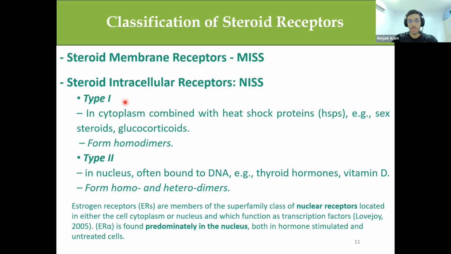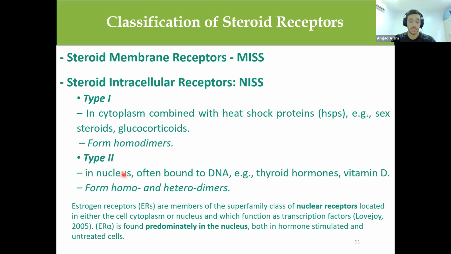Type 1 is present in the cytoplasm, type 2 is in the nucleus. For type 1, it's mostly combined with heat shock proteins, and you have to know the examples of hormones that act on type 1 receptors. Examples are sex steroids like androgens, estrogens, and glucocorticoids like cortisol. And those form homodimers only. Now the concept of homodimers and heterodimers I will discuss in the next slide.